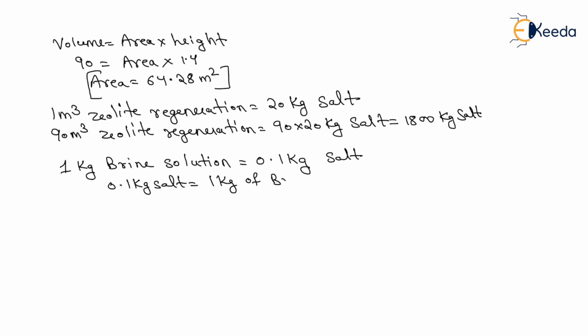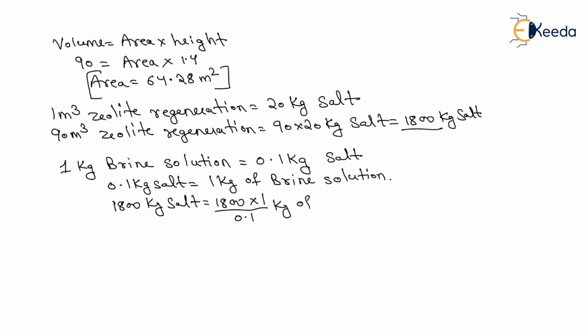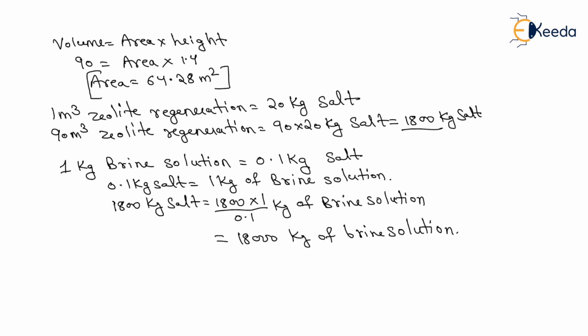Now how much salt is required here? 1800 kg of salt is required for the regeneration of 90 meter cube of zeolite. So for 1800 kg of salt, what will be the amount of brine solution? It will be 1800 into 1 divided by 0.1 kg of brine solution, which comes to 18,000 kg of brine solution required for the regeneration of 90 meter cube of zeolite bed.